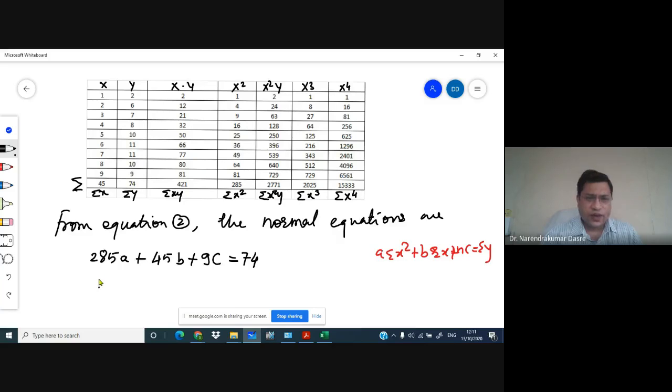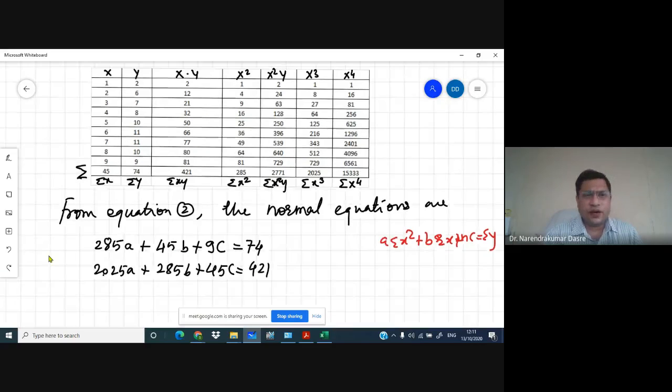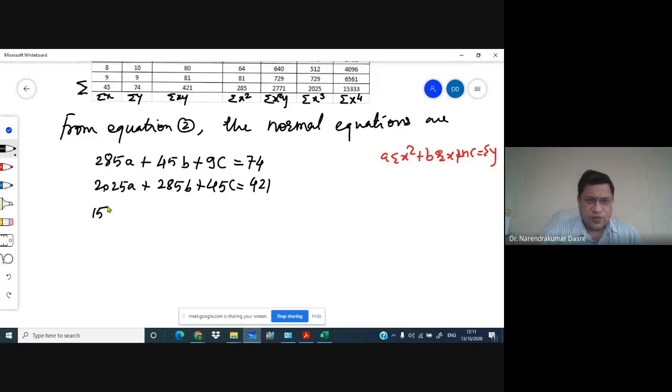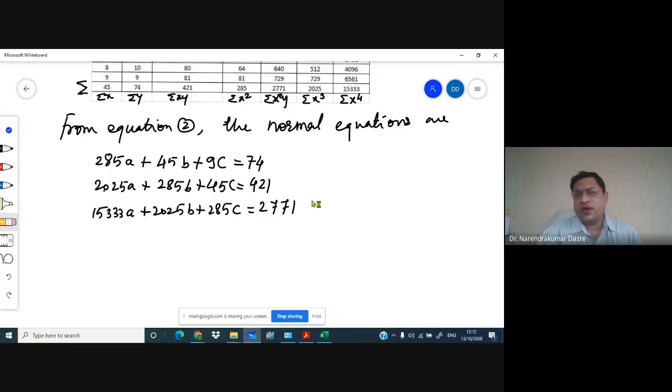And then with x square, x cube: 2025A plus 285B plus 45C is equal to summation xy, so we have 421. Next, we have 15333 times A plus 2025 times B plus 285 times C is equal to 277. So this way we got the normal equations.